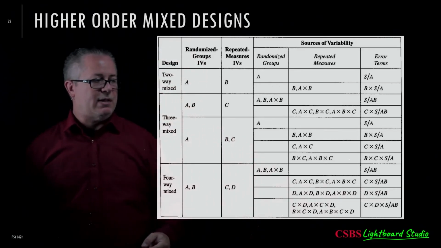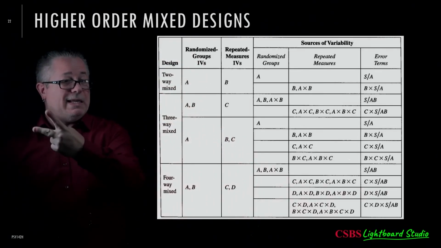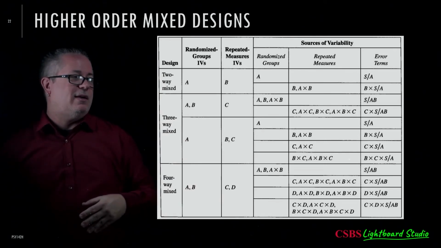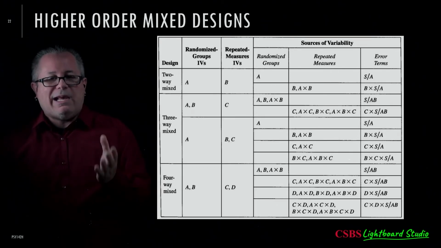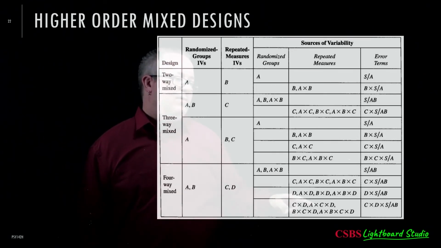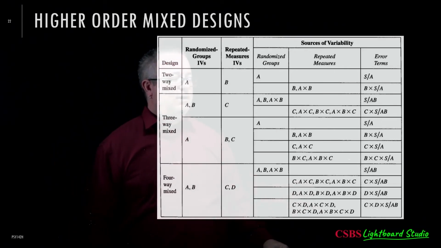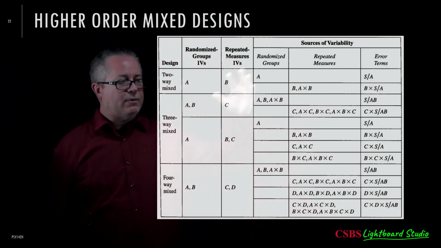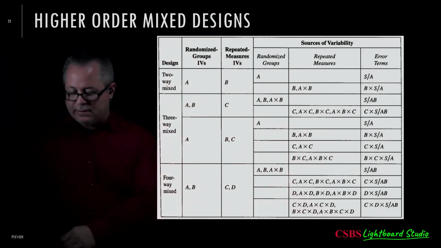And then last but not least, anything that's a combination of both C and D along with either A and or B gets a separate, an extra error term. So C by D, A by C by D, B by C by D, A by B by C by D, which is a four-way interaction, all get C by D by S with an AB error term. It just gets nuts. Nuts.